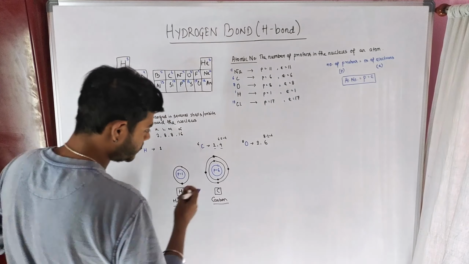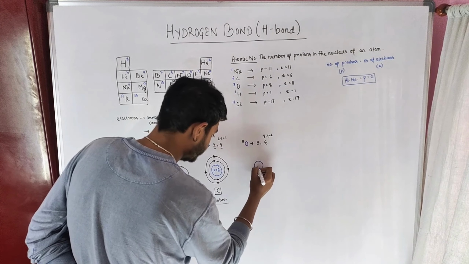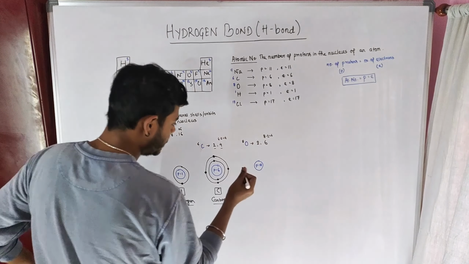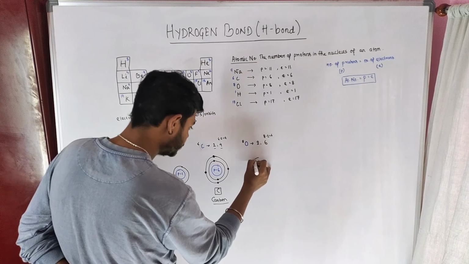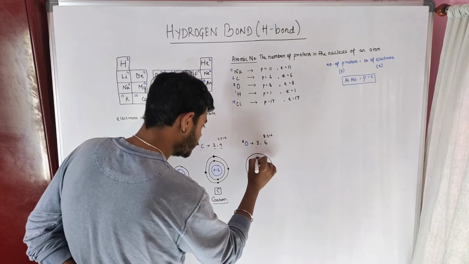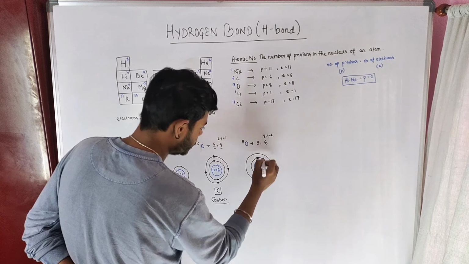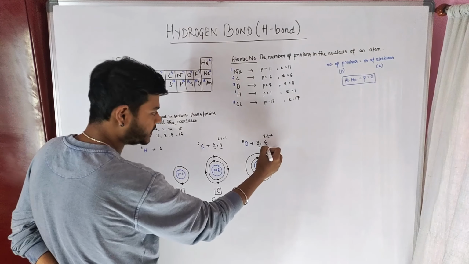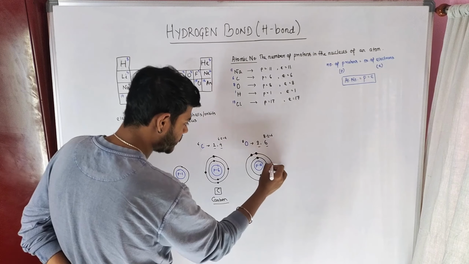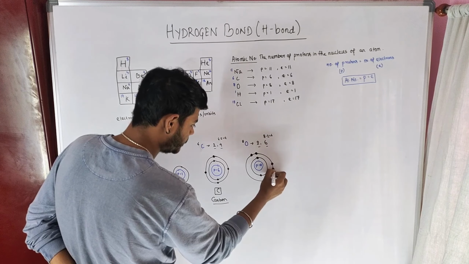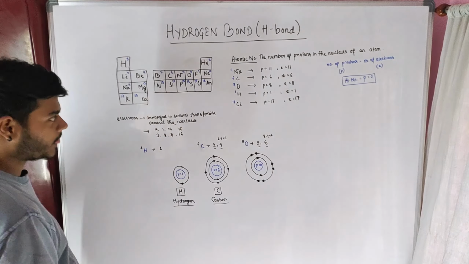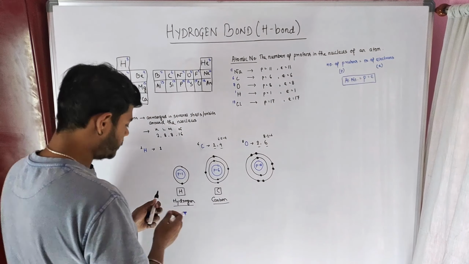So the structure will look like this. The proton count is 8, and around that 8 proton nucleus we have 2 shells. The first shell has 2 electrons and the second shell has 6 electrons. 1, 2, 3, 4, 5, 6.